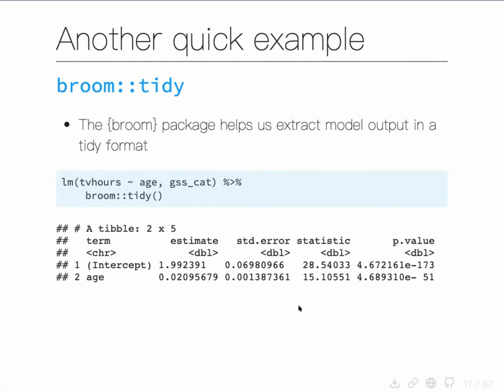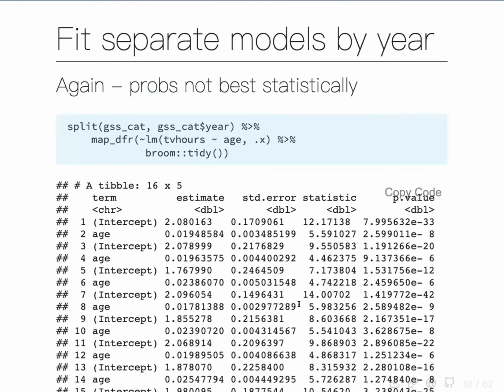Okay, so that's nice. I get a nice data frame in return. So let's say I want to do this where I'm fitting a model to each year. I'm going to split GSS cat by GSS cat year, and then I'm going to pass that. So that's going to be a list, right, of each year, a data frame for each year. I'm going to pass that to map DFR and say apply this function lm, right? So this is all just exactly the same as before, but the data is going to be .x. It's going to be each data set in this split thing.